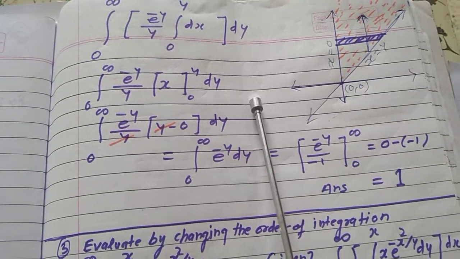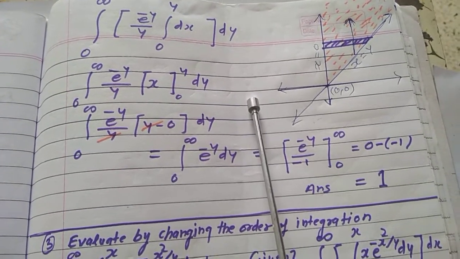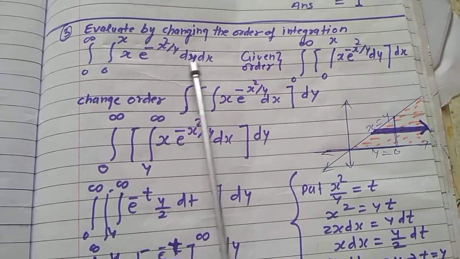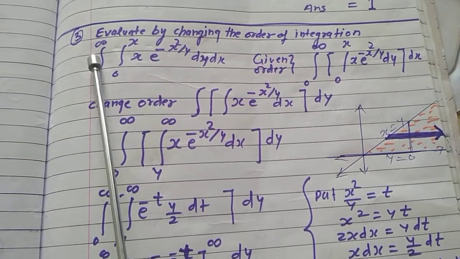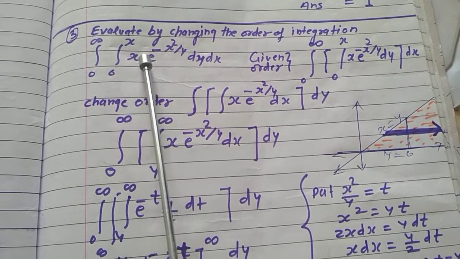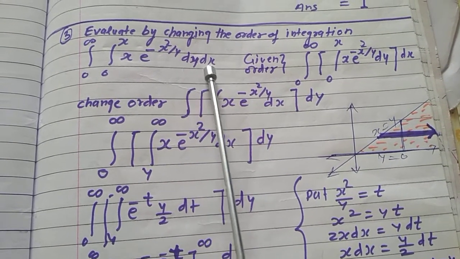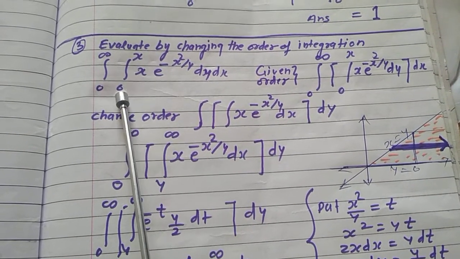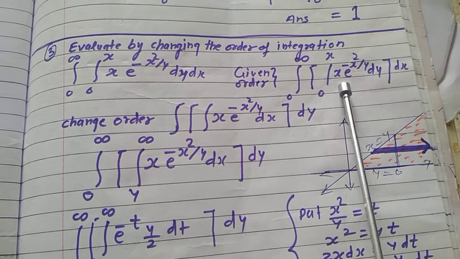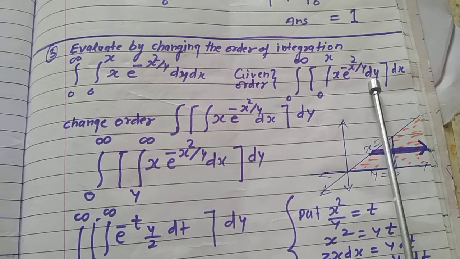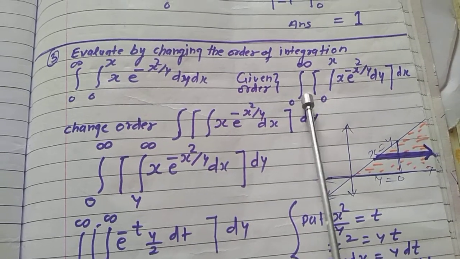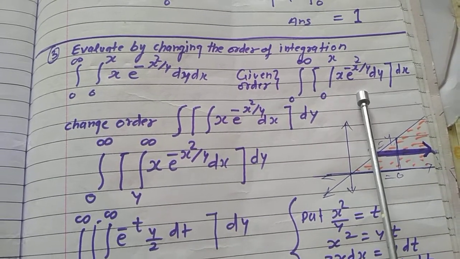This problem is most important for the university exam. Now third problem: evaluate by changing the order of integration, 0 to infinity, 0 to x, e raised to power minus x square by y dy dx. Now inner limits are in terms of x. What is the given order? The given order is with respect to y. Write down the above problem in brackets, and this is called the given order.